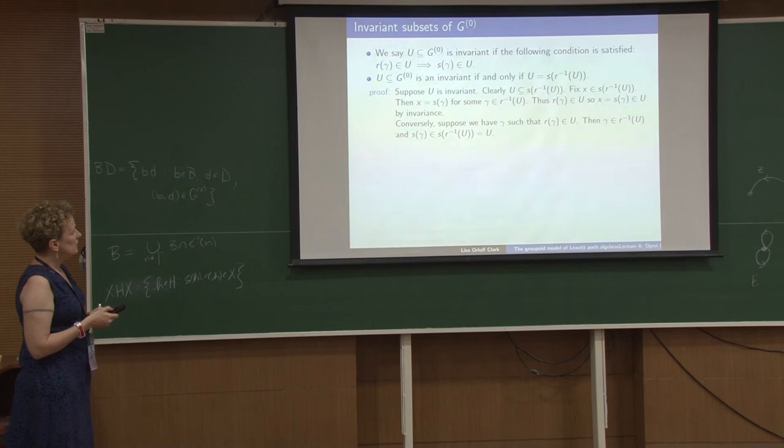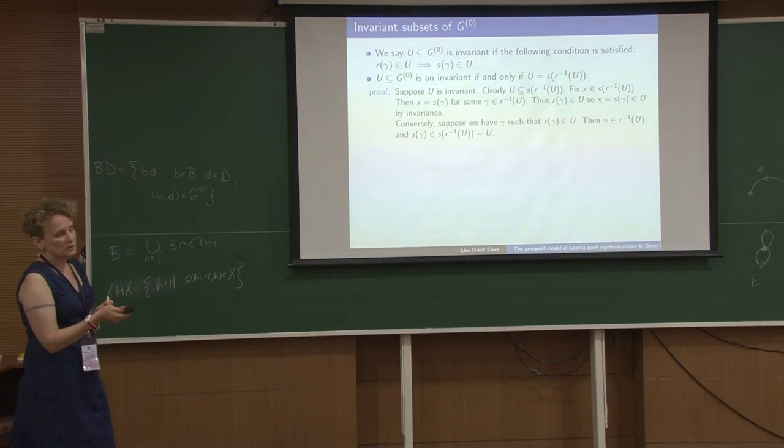So we're trying to show this invariance condition. Then gamma is in range inverse U, and so the source must be in there, and saturation, which is all. So maybe that's something: you should not look at my proof and just try to write down the proof yourself. That'd be more valuable.